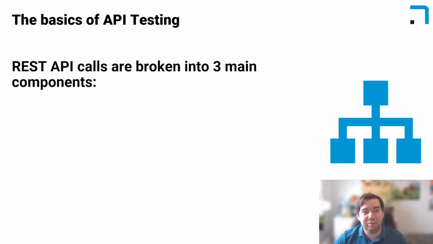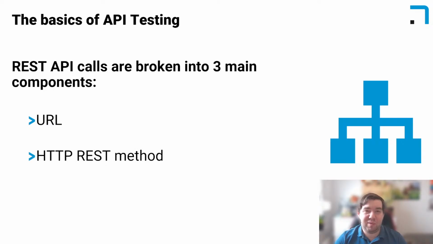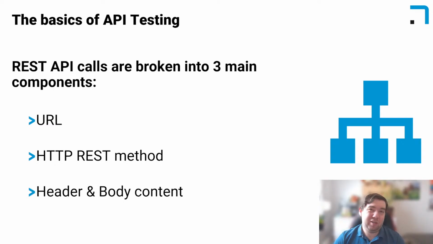First in REST API though, the calls, these are the requests that we make to the server and that the server responds back to us. Calls are broken into three main components. First is the URL. Then we have our HTTP REST method, or the method that we use to communicate. And finally, we have a header and body content. Technically, I suppose you could say the header and body content are actually two separate components of REST API, but as we'll discuss, they are quite similar, so it makes sense to cover them at the same time.